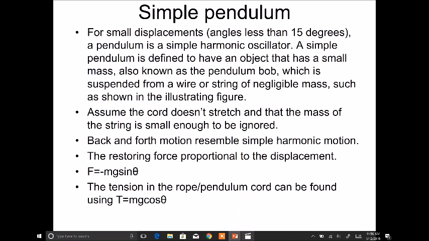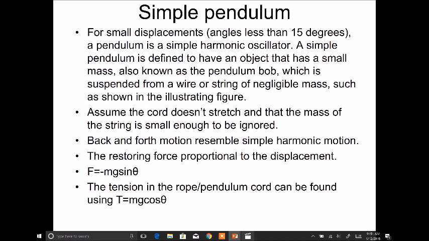All right, we're also going to talk about a simple pendulum as an example of simple harmonic motion. For small displacements, angles of 15 degrees or less away from the vertical, a pendulum exhibits simple harmonic motion. It acts as a simple harmonic oscillator. A simple pendulum is essentially just a small mass, sometimes called the pendulum bob, suspended from a wire or string of negligible mass. We'll look at some of those in a picture in a second.